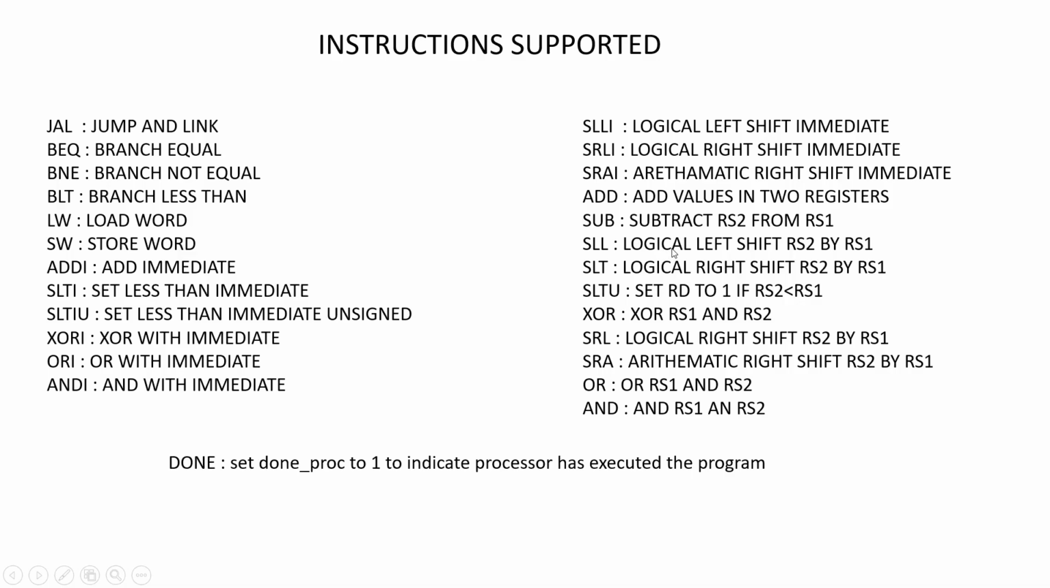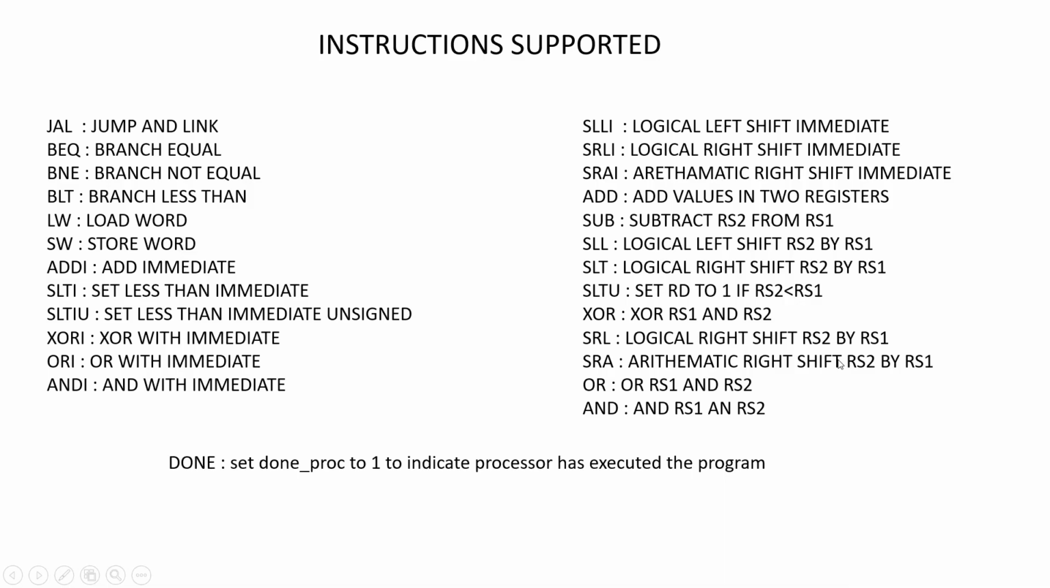Subtract: the value in RS2 is subtracted from RS1 and then stored in RT. Logical shift left: shift RS2 by the initial 5 bits of RS1. Similarly, logical right shift: shift RS2 by the initial 5 bits of RS1. Set less than unsigned: if RS2 is less than RS1, then a value of 1 is set in the destination register. XOR: RS1 and RS2 are XORed and stored in RT. And again, SRL is a logical right shift. SRA is arithmetic right shift.